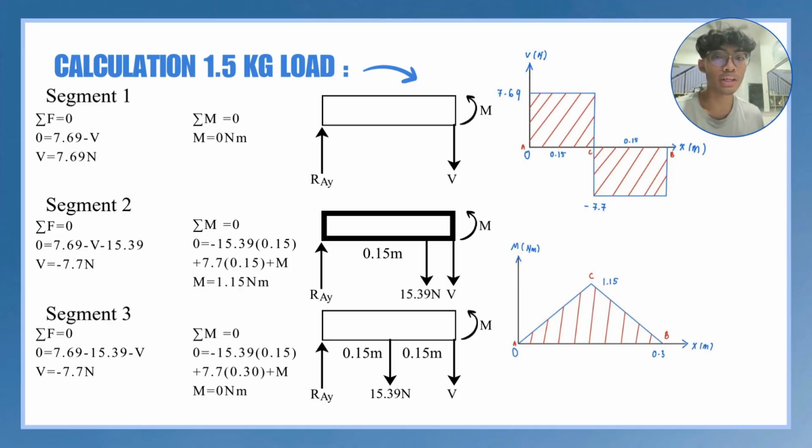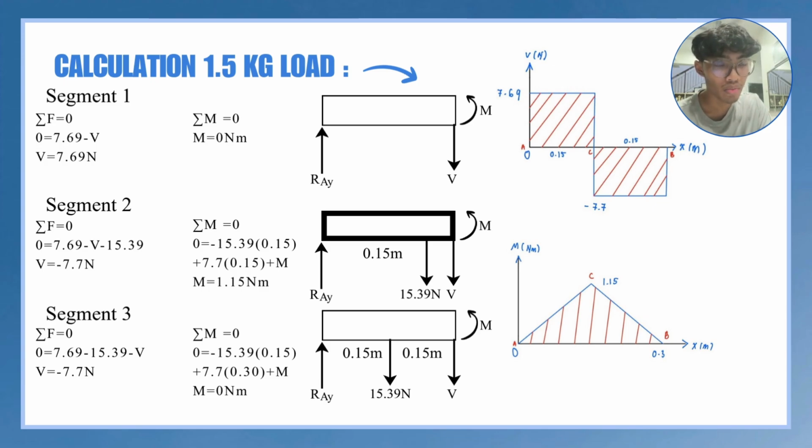So we have to cut it where we include the 15.39 Newton. And then at summation M equal to 0, we will get 0 equal to negative 15.39 times 0.15 plus 7.7 times 0.15 plus M. So we will get M equal to 1.15 Newton meter. At segment 3, we will get the same force, which is negative 7.7 Newton, and summation M equal to 0, we will get M equal to 0 Newton meter. So they cancel out, and we will get the bending moment diagram, which is a triangle shape, and for the shear force diagram, we will get two rectangular shapes.